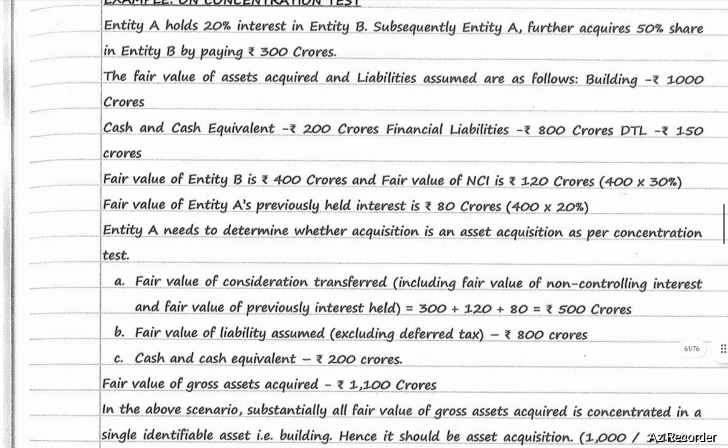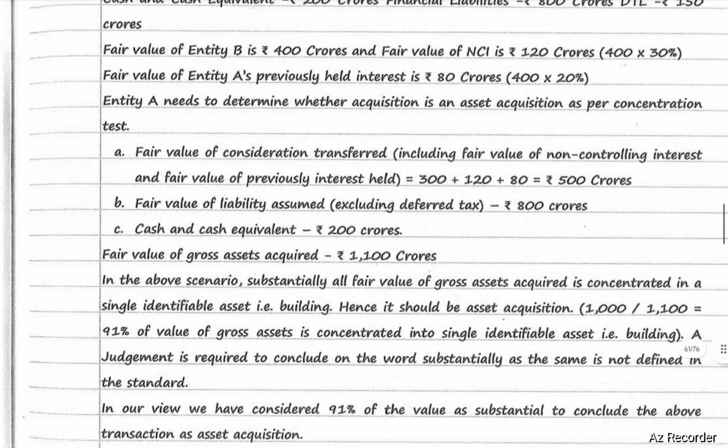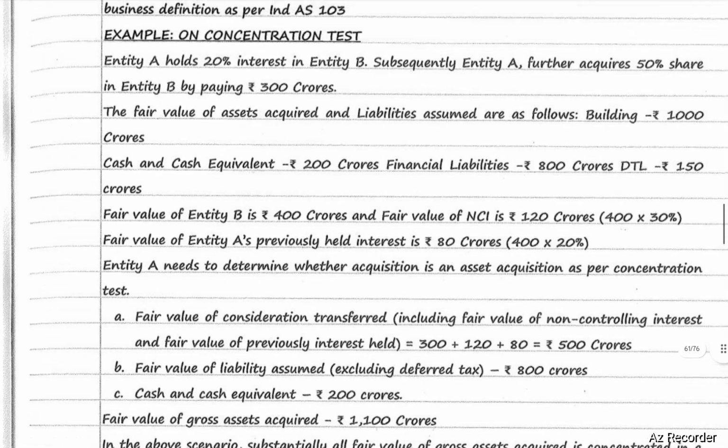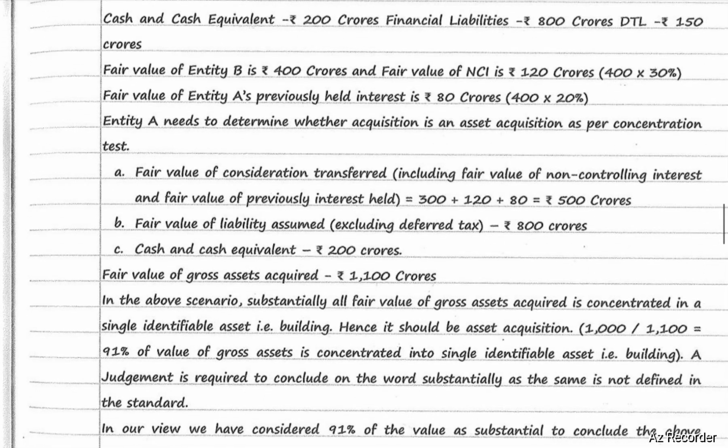In the above case, substantially all fair value of gross assets acquired is concentrated in a single identifiable asset, that is a building. What is the value of the building? Value of the building is 1000 crores. Hence, it should be considered as asset acquisition. That is, here it is 91% of the value of gross assets. How 91%? 1000 crores divided by 1100 crores. Here, 91% of the value of gross assets is concentrated into a single identifiable asset, that is the building. So it is considered as asset acquisition.